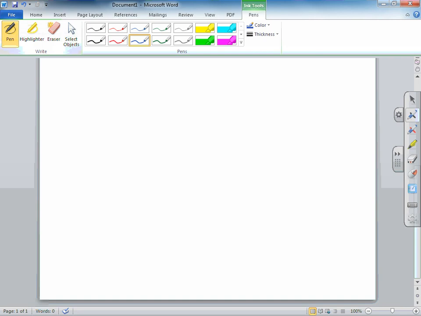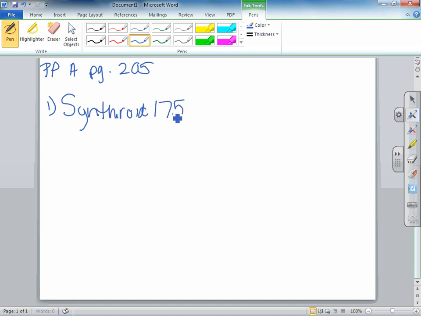So if you look at number 1 that's on page 205, so these are practice problems A, page 205. Number 1, the very first line says interpret the order. So when I interpret the order, I interpret the order to read: Synthroid 175 micrograms by mouth daily in the morning.